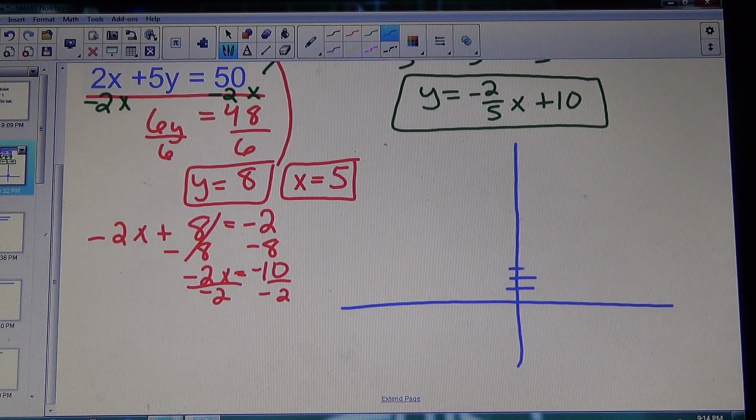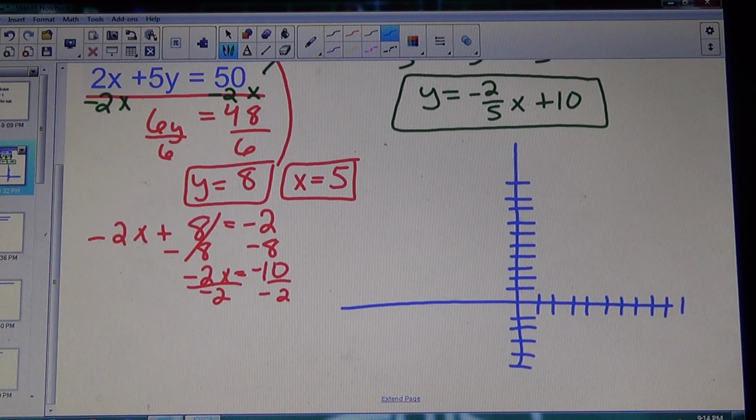So I count 1 through 10 across and 1 through 10 up, and 1 through 5 in each negative direction. The green line's y-intercept is 10. I am then going to do the slope, which is down 2 and over 5. Then down 2 more and over 5. So there's my green line.